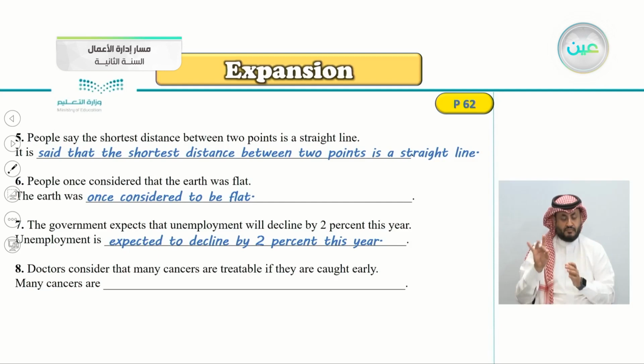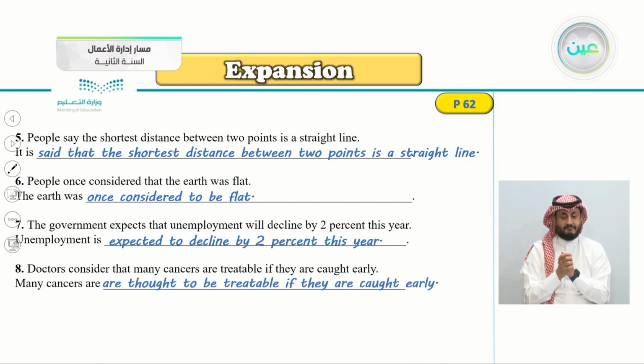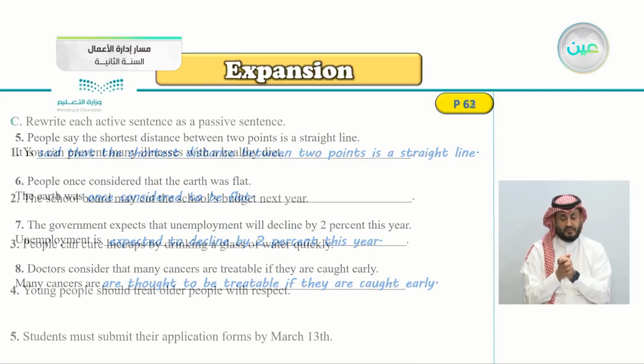Number 8, doctors consider that many cancers are treatable if they are caught early. So, many cancers are, yes, many cancers are thought to be treatable if they are caught early. So, when we find the word consider, it means think or thought. So, that's why we chose thought. Many cancers are thought or considered, it's the same thing, to be treatable if they are caught early.